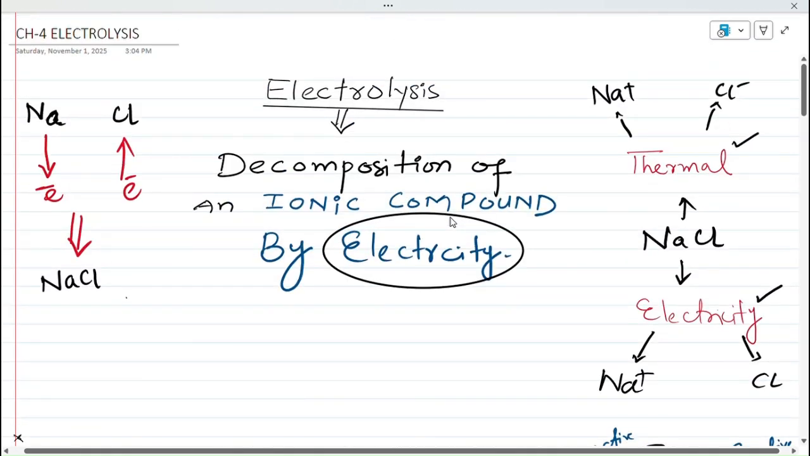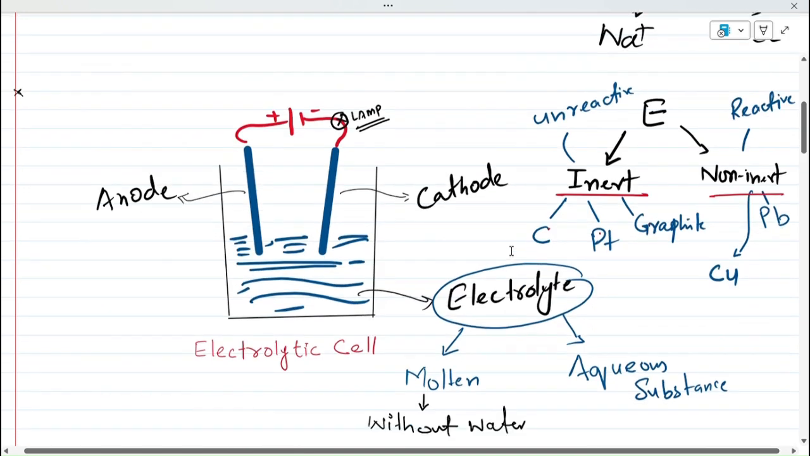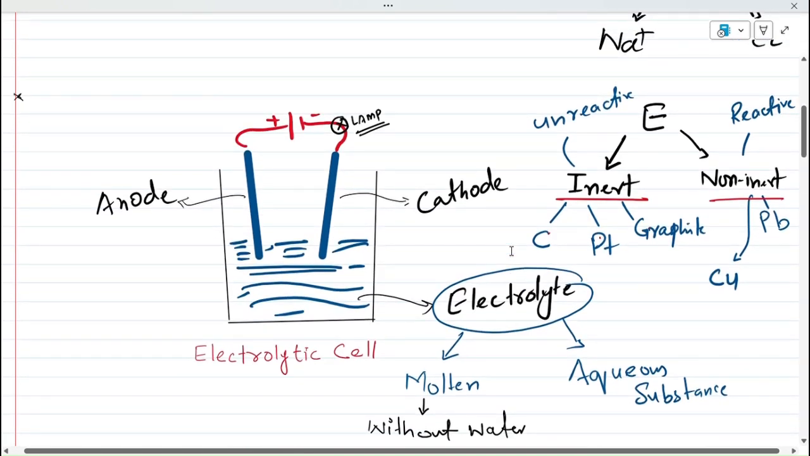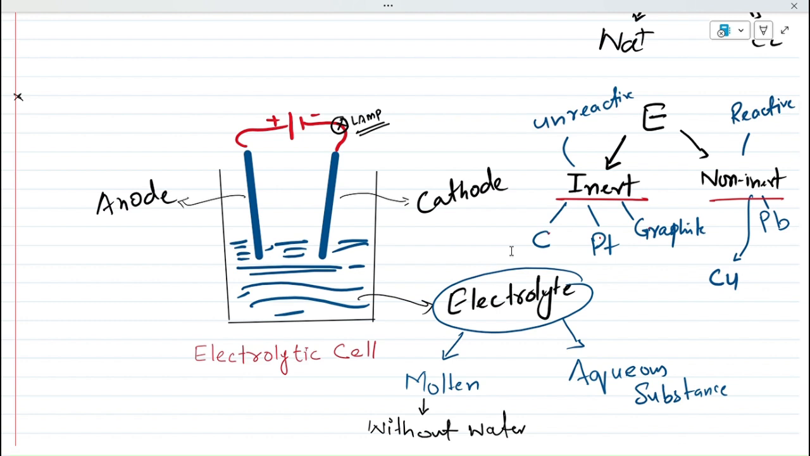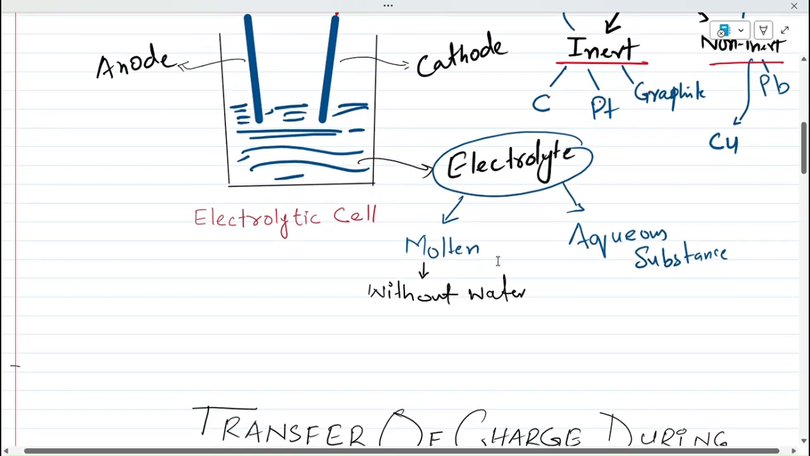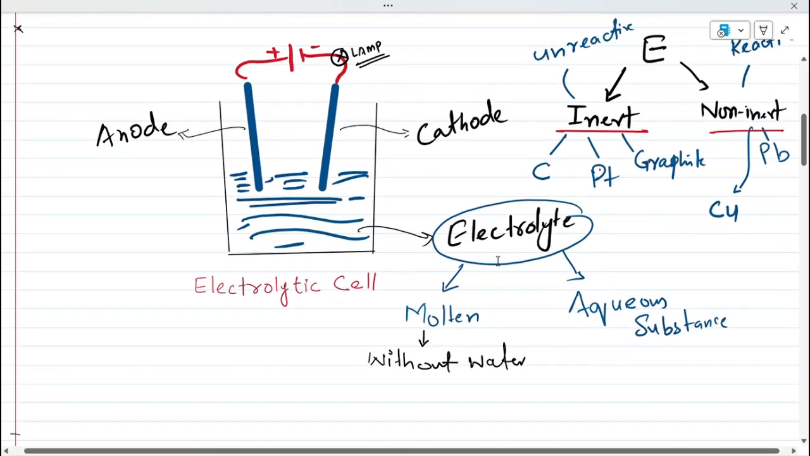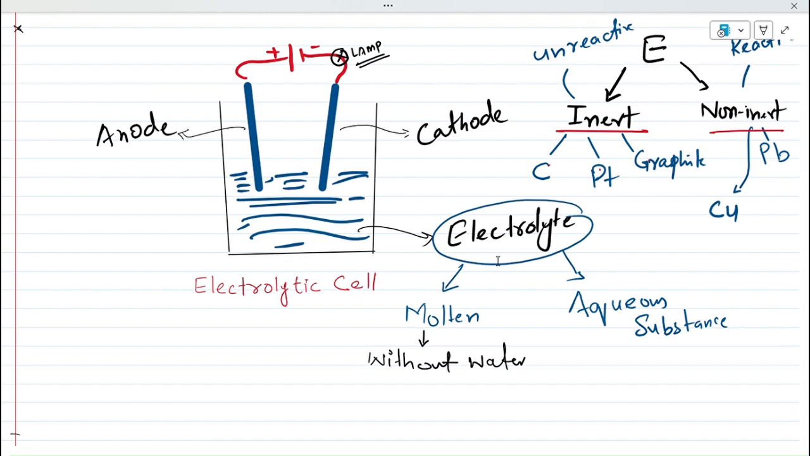So this is all for electrolysis basics and molten electrolysis. Electrolysis is simply the decomposition of an ionic compound by electricity, and it occurs in the electrolytic cell. The electrolytic cell is made up of positive and negative electrodes, which are either inert or non-inert. They are inert if made of carbon, platinum or graphite, and non-inert if made of copper, lead or any other metal. The electrolyte is the solution from which the ions travel towards their respective electrodes and neutralize themselves. It could be molten or aqueous.